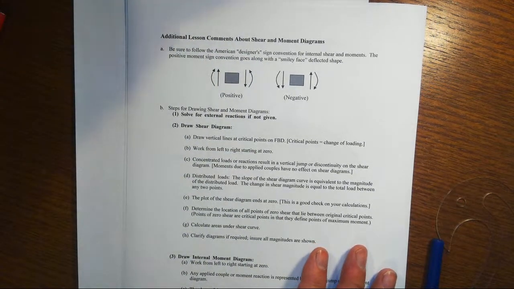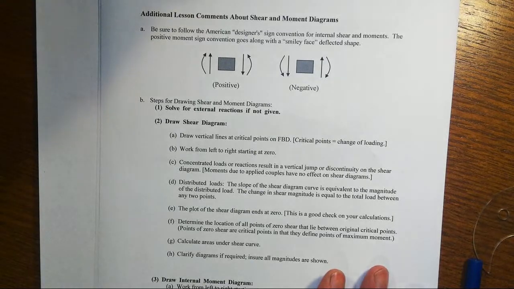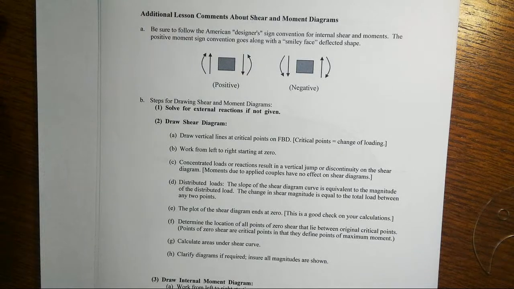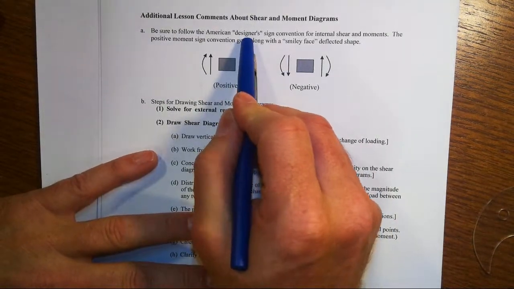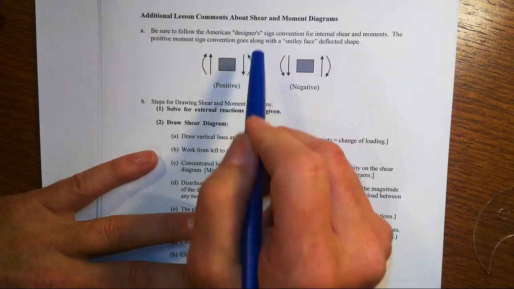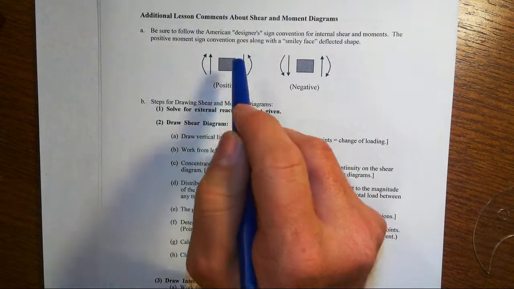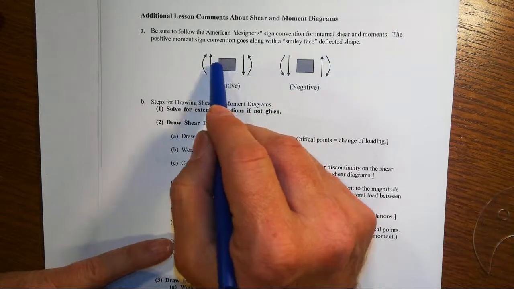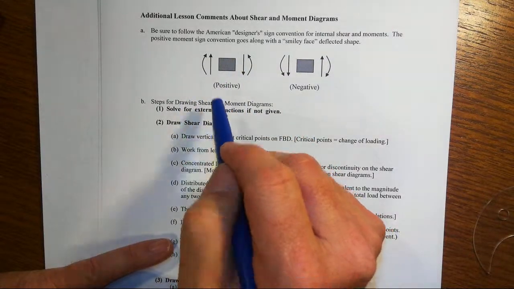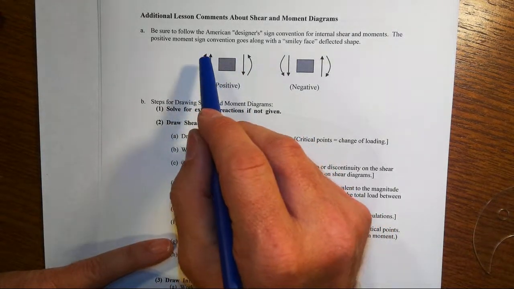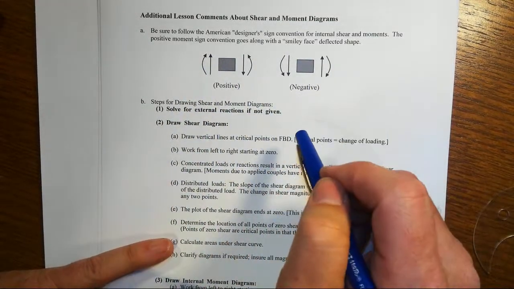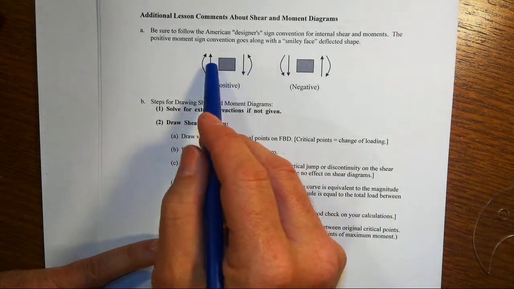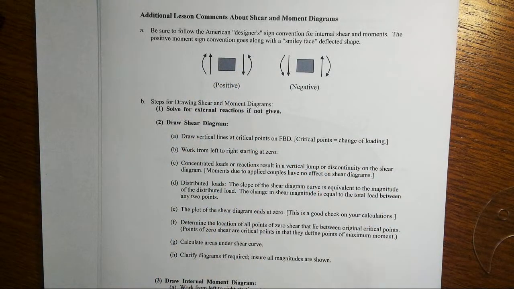Alright, there's a couple of crucial aspects about using this sort of pseudo-graphical approach to finding shear moment diagrams. One, make sure that you understand that you're using the American Design Sign Convention. That means that we are looking at the smiley face of the beam deflection in terms of positive bending moment. It also means that we're drawing the moment diagram on the compression side of the member. Right? So that's a key thing, and along with that, of course, are positive and negative shears, all that kind of stuff.